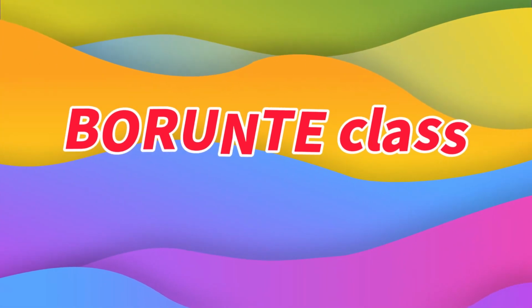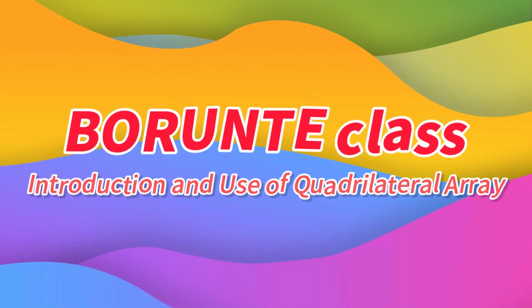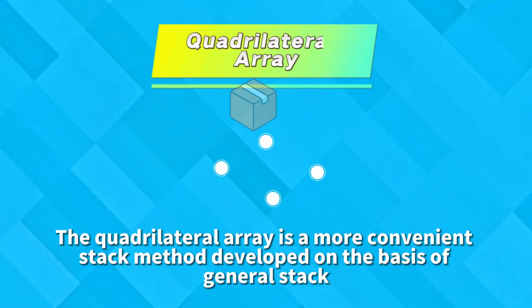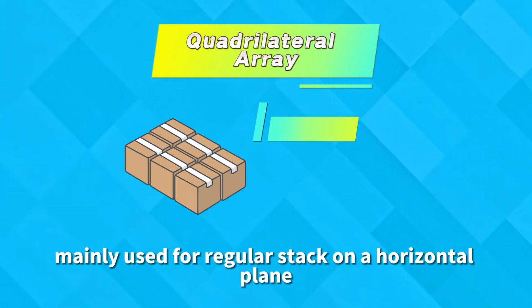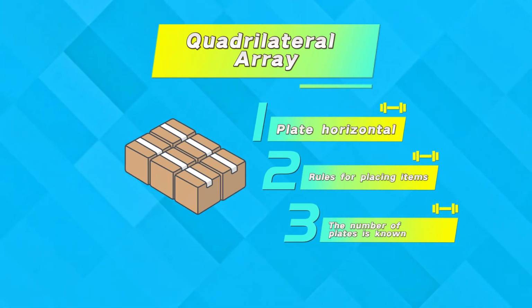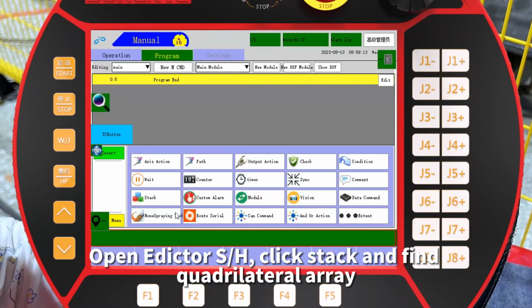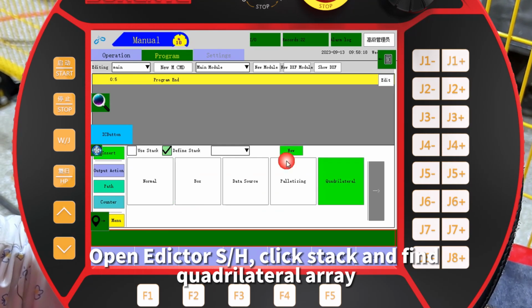Quadrilateral class. Introduction and use of quadrilateral array. The quadrilateral array is a more convenient stack method, developed on the basis of general stack, mainly used for regular stack on a horizontal plane. Open editor S, H, click Stack and find Quadrilateral Array.